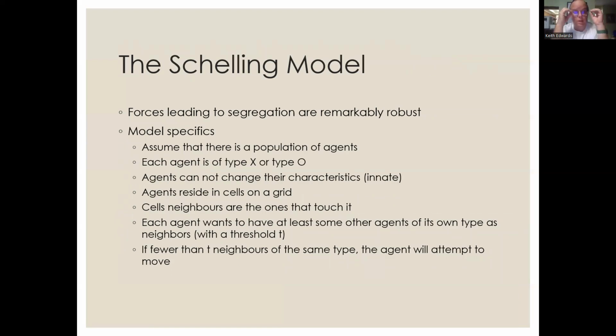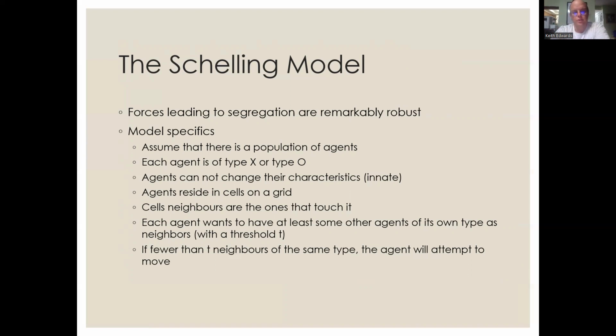So Schelling's model looks at the forces that lead to segregation in neighborhoods, and they're remarkably robust. So the model has two different types of agents. They're either agent X or agent O. And they can't change their characteristics. These are innate. If we're looking at red state, blue state, once you're a Republican, you're a Republican. Once you're a Democrat, you're a Democrat. You can't switch those. Those are the immutable characteristics. Of course, I think political party can be mutable in some cases, but these are characteristics that people can't change. These are innate. So the agents stay type X or type O.